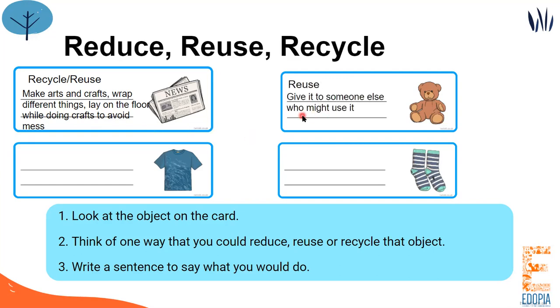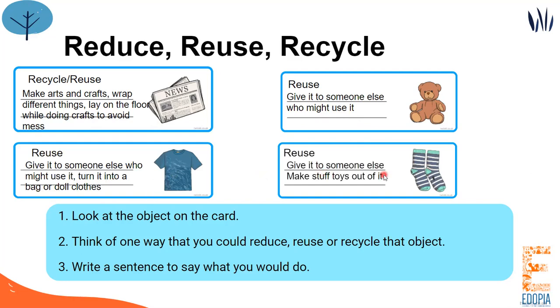The teddy bear can be given to somebody else who might use it. Once you are done, for example, you're no longer a baby anymore, you don't have younger siblings, you can give it away to somebody else. For the shirt, you can give it to somebody else who might use it. You can turn it into a bag or even cut it down and make doll clothes with it. For the socks, you can give them to someone else, again reuse them, or even make stuffed toys out of them.